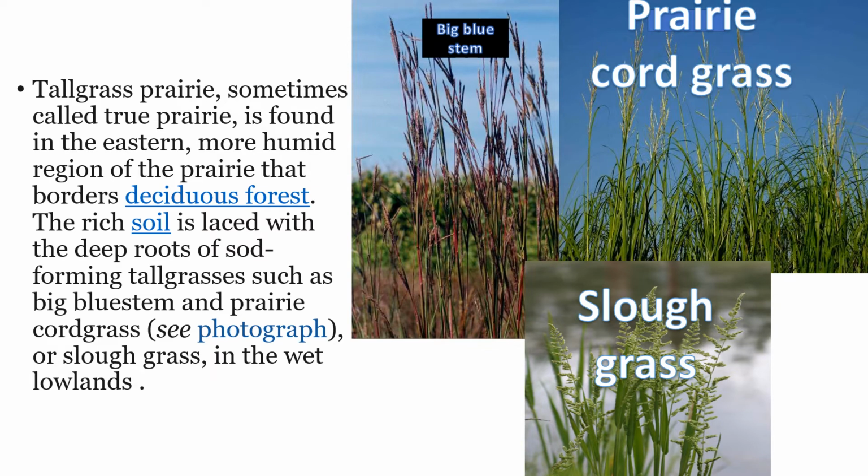The soil found here is very rich, and if you see the pictures, these are the types of grasses which are found here. The first one is big bluestem, the other one is prairie cordgrass, and the other one is slough grass.